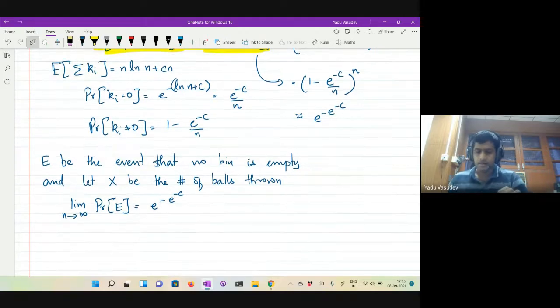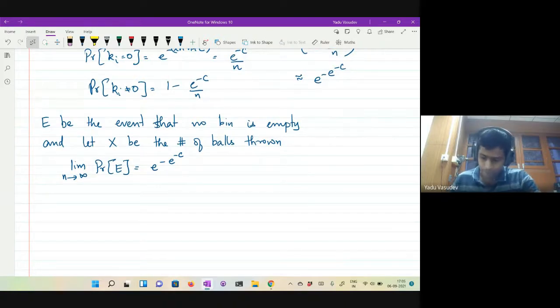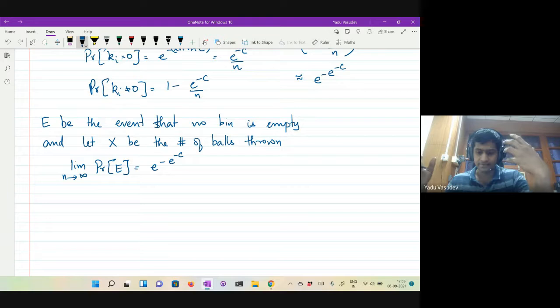Okay. But notice that this is not the process that we actually want to analyze, right? We want to analyze when balls are being thrown into bins. So if you take the following quantity, you have n balls being thrown into n bins, and you want to analyze the number of balls you have to throw before E happens. E is the event that no bin is empty. You want the event E to happen, but the process is that you're throwing balls into bins.